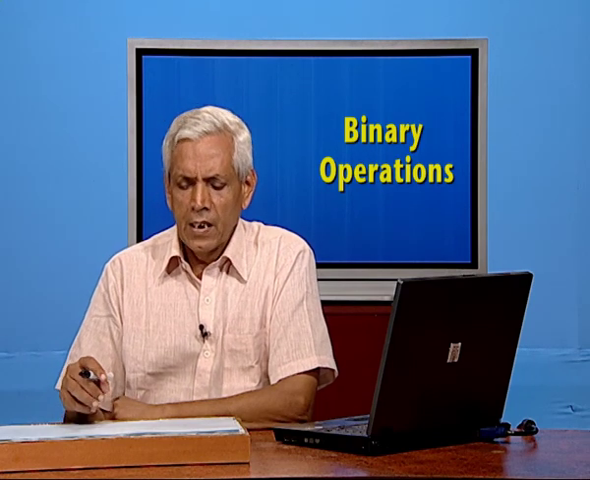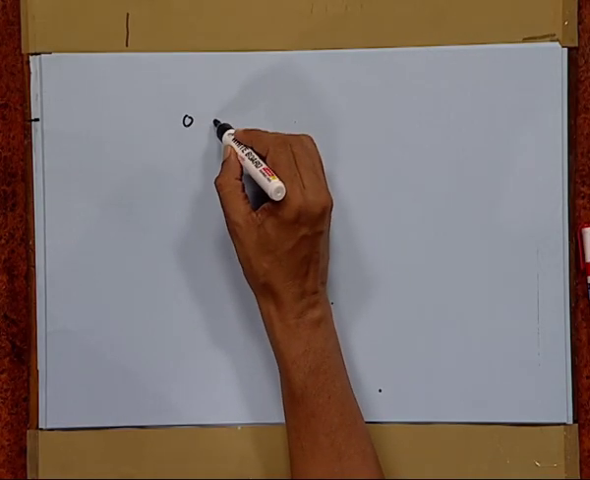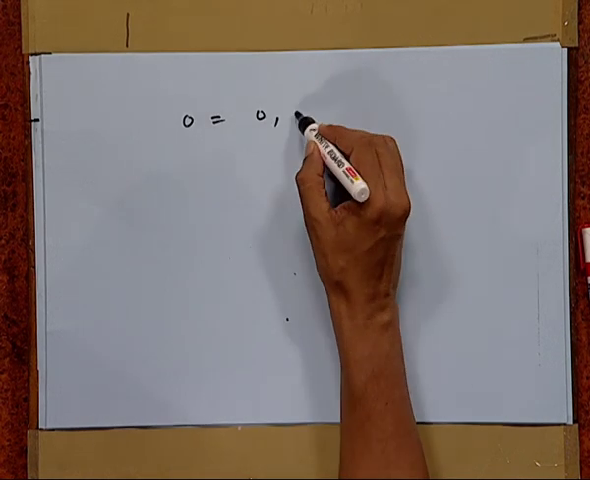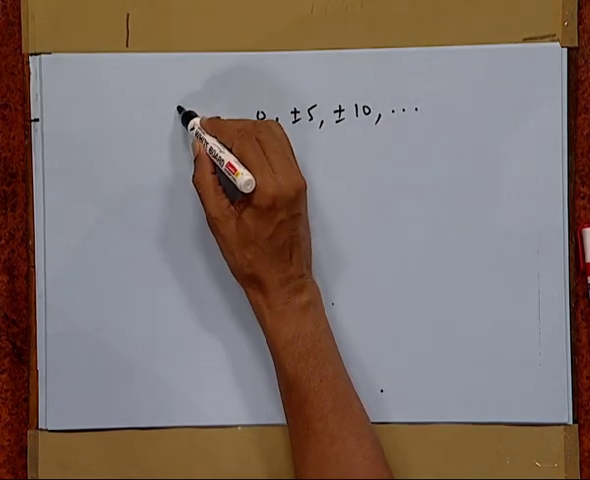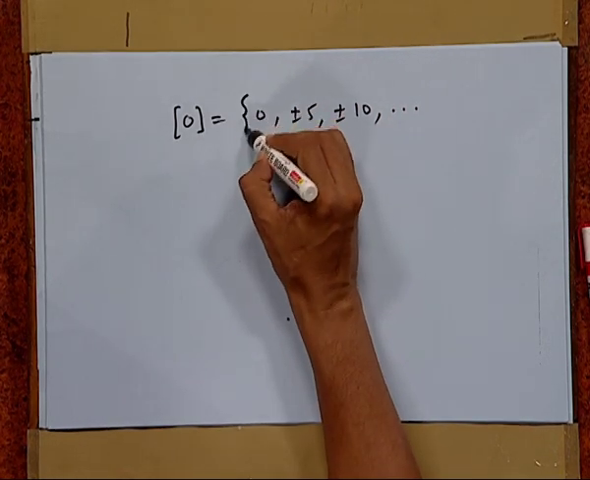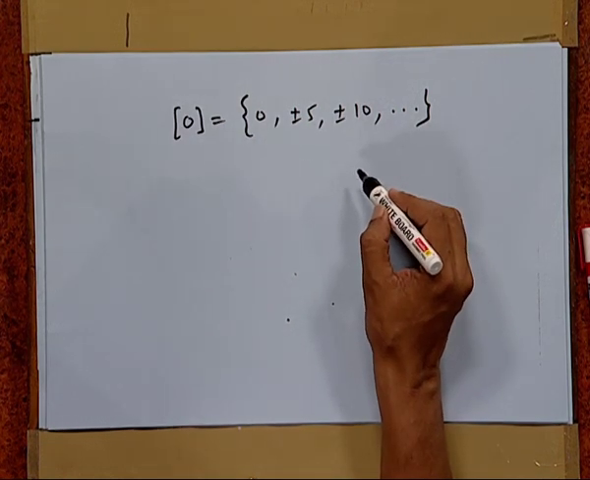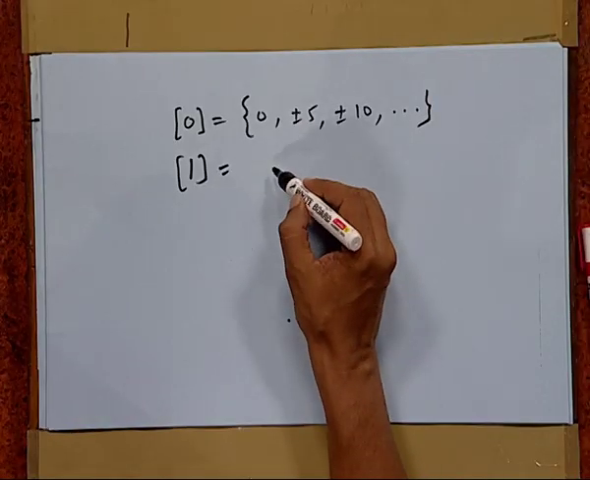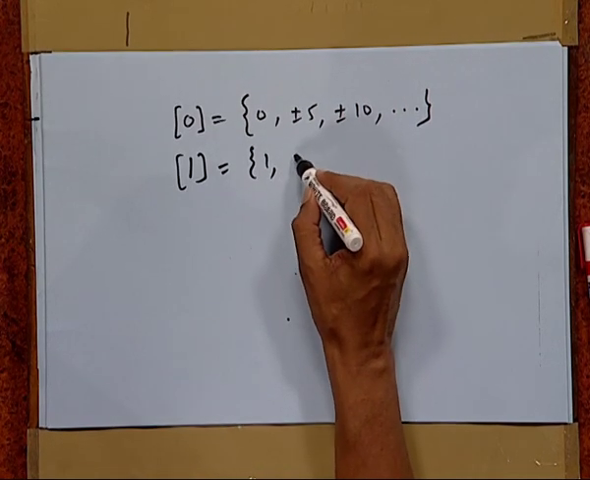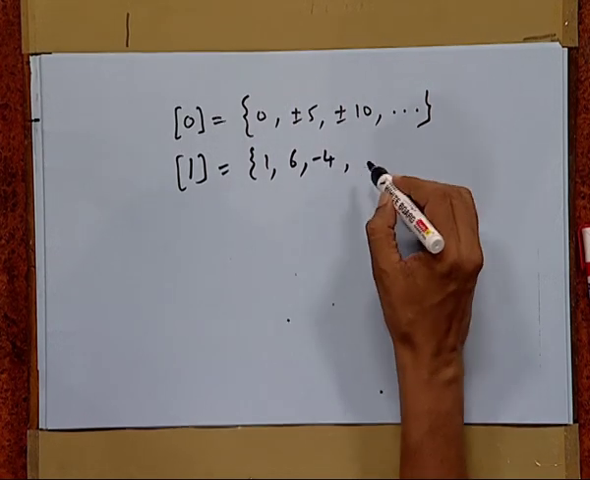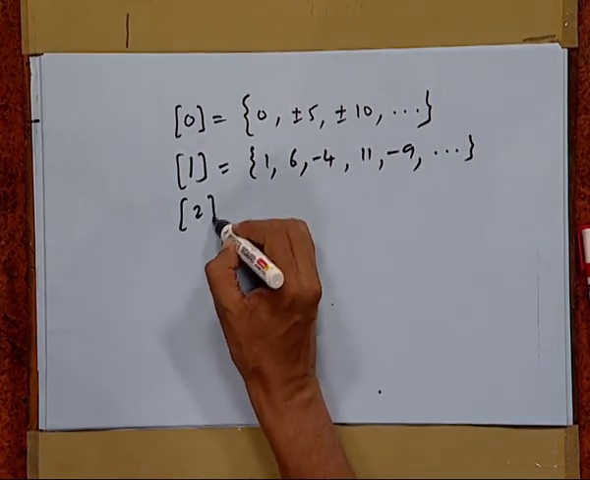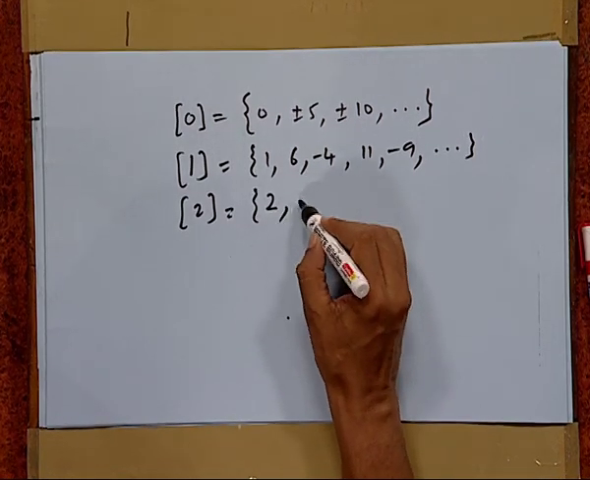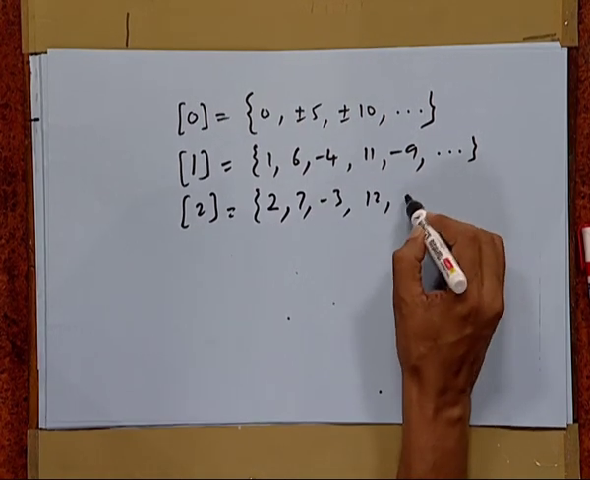Now, coming to equivalence classes, let us take the example of 0. Now, 0 has relation with 0, plus minus 5, plus minus 10 and so on. So, the equivalence class containing 0 is merely this set, that is 0, plus minus 5, plus minus 10, that is all multiples of 5. Now, 1 is not appearing here, take 1. Now, 1 has relation with 1 itself, then 6 and minus 4, 11 and minus 9 and so on. Similarly, we will have 2, that is 2 related to 2, then 7, minus 3, 12, minus 8 and so on.